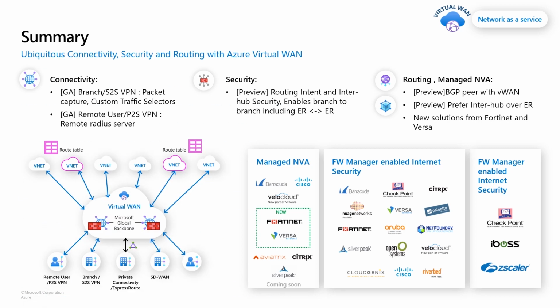So virtual WAN provides you a ubiquitous connectivity, security, and routing network as a service using the Microsoft Global Backbone. So if you are looking to simplify your wide area network, consider virtual WAN.